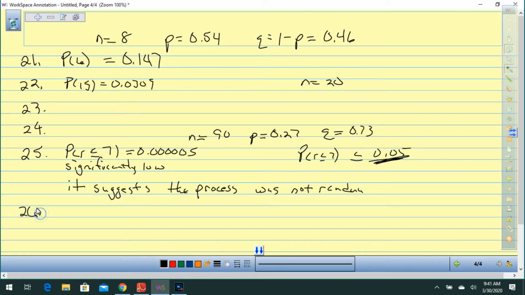26. Vision correction. A survey sponsored by the Vision Council showed that 79% of adults need correction, eyeglasses, contacts, surgery, etc., for their eyesight. If 20 adults are randomly selected, find the probability that at least 19 of them need correction for their eyesight. So we're looking for the probability that R is greater than or equal to 19. Is 19 a significantly high number of adults requiring eyesight correction? So what is N? Is 20. What is P? 0.79. So Q is 0.21.